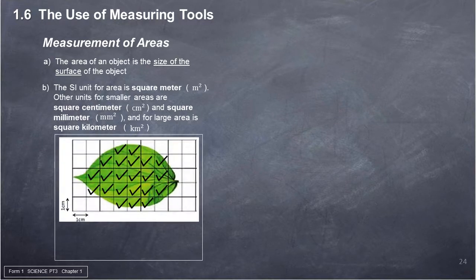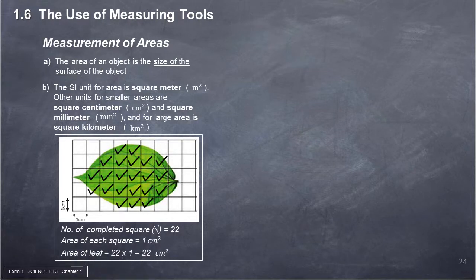In this diagram, we can calculate the area of a leaf by using a graph paper. Every small square has an area of 1 square centimeter. Every part of the leaf that covers more than 50% of the small square shall be considered an area of 1 square centimeter. From the graph paper, the number of completed squares is 22. Because each small square is 1 square centimeter, the total area of the leaf is 22 multiply 1 equals 22 square centimeter.